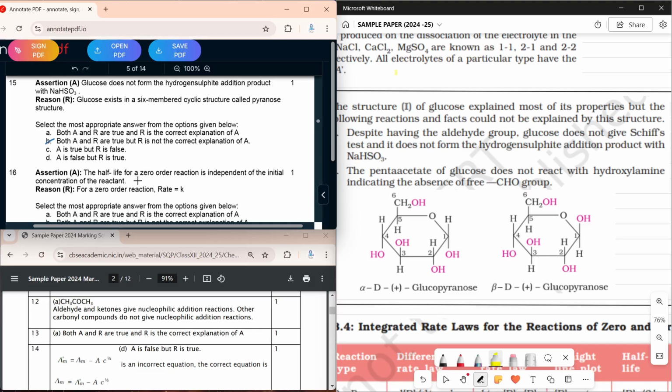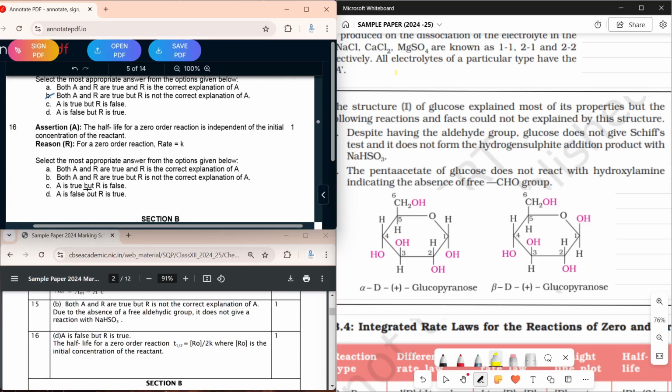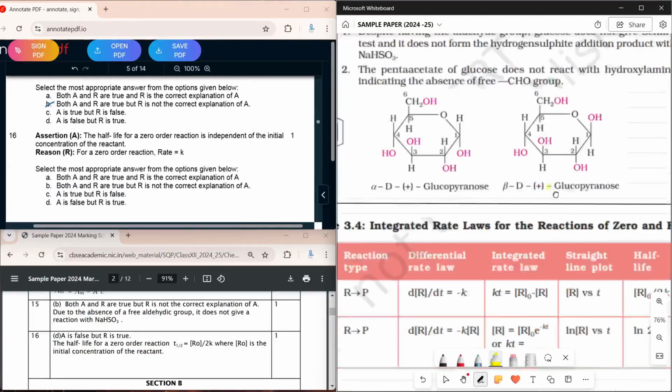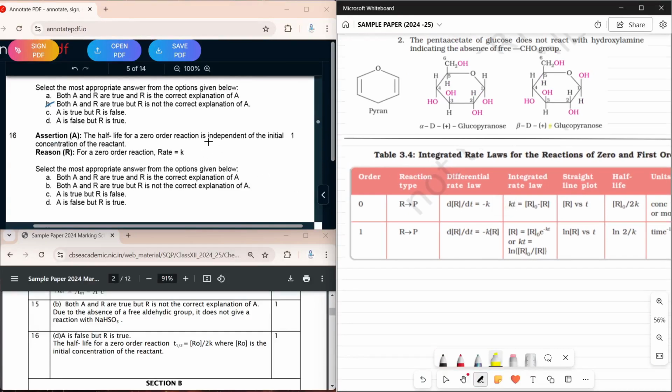Okay, so that's from the chapter Biomolecules, and this is the last question for this video. You have: the half-life for a zero-order reaction is independent of the initial concentration of the reactant. For a zero-order reaction, rate is equal to K. For a zero-order reaction, we know that the rate is independent of the initial concentration. That is definitely not the case here, so A is obviously false. For a zero-order reaction, rate is equal to K. That is true, and because of that, A is false, but R is true. So option D is the right answer.